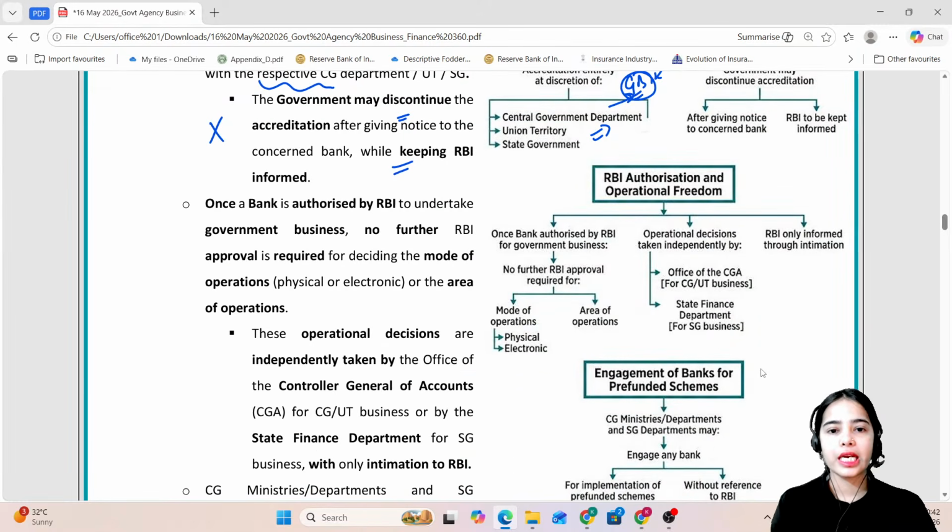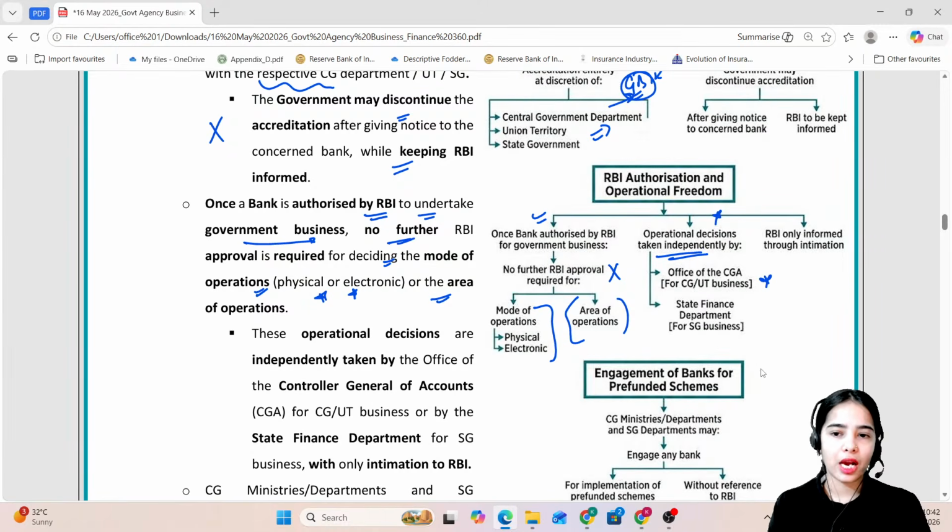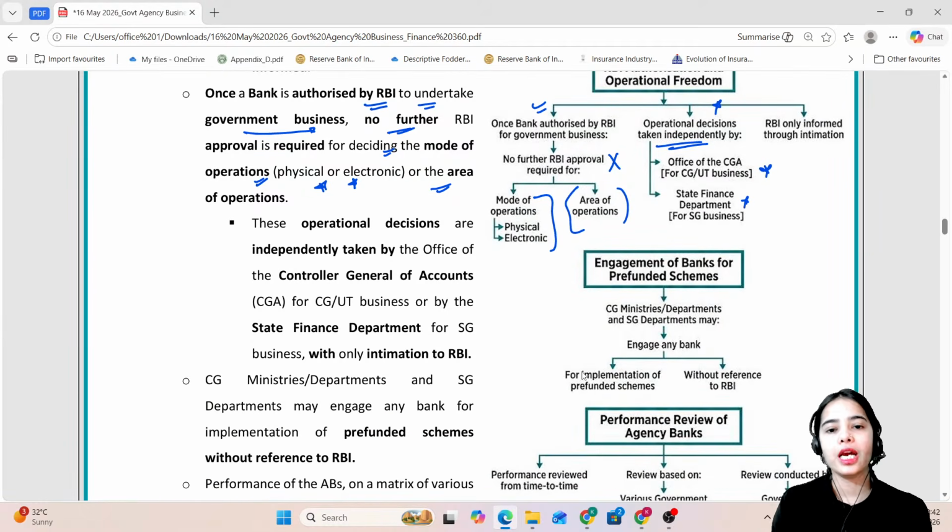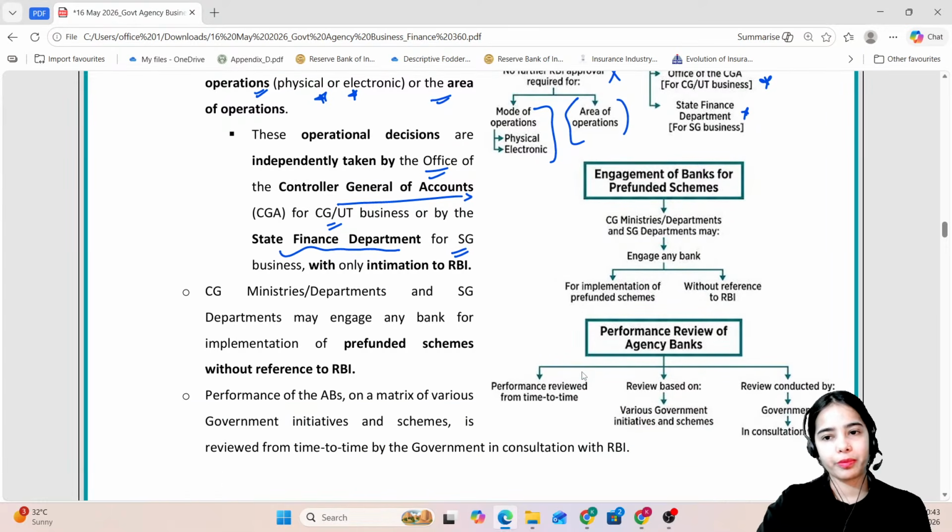Once the bank is authorized by RBI to undertake the government business, no further RBI approval is required for deciding the mode of operations, physical or electronic, or the area of operation. So if the RBI has provided its authorization, has signed the agreement, and the bank has become the agency bank, after this no further RBI approval has to be taken for the mode of operation or the area of operation. The operational decisions can be taken independently by the Office of the Controller General of Accounts in the central government and union territory business, and by the State Finance Department for the state government business, with only intimation to the RBI.